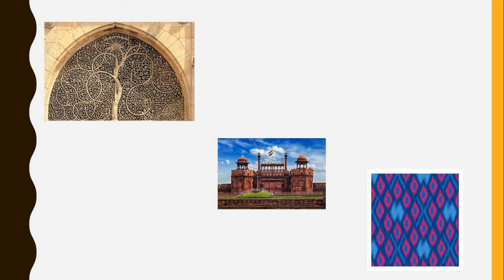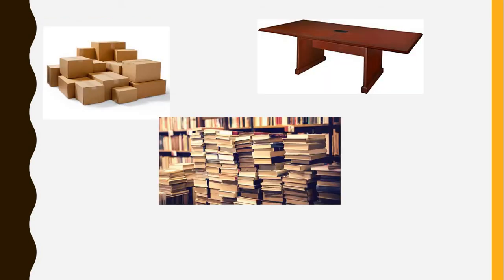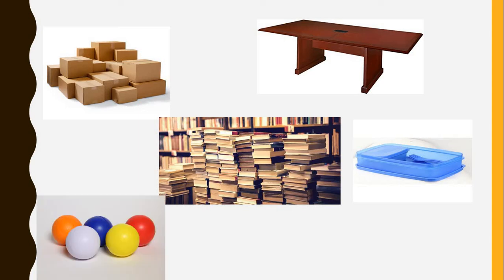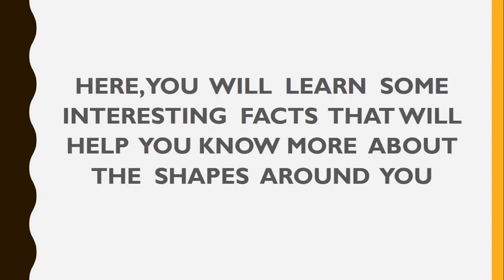We also observe and use different objects like boxes, tables, books, the tiffin that students carry to school for lunch, and the balls with which we play, and so on. All such objects have different shapes. So here you will learn some interesting facts that will help you know more about the shapes around you. So let's start with the first shape, point.